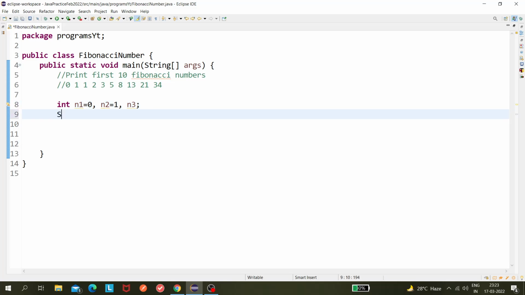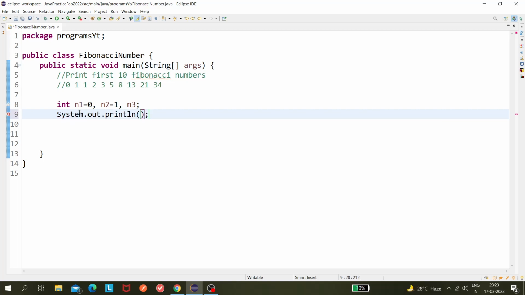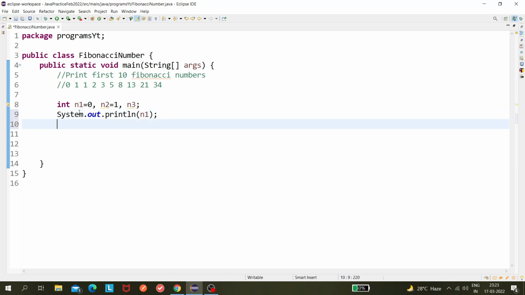Okay, now I'll be printing the first two numbers, because here, if you see, the first two numbers are always 0 and 1, so I'll be printing them directly. System.out, and here I'm printing n1. In the next line I will be printing n2.